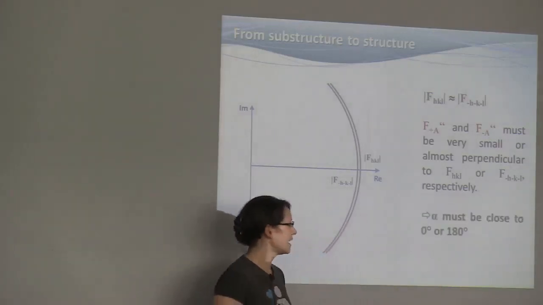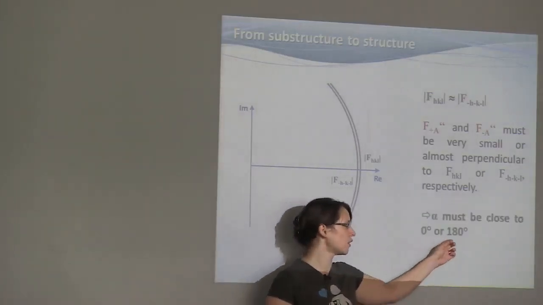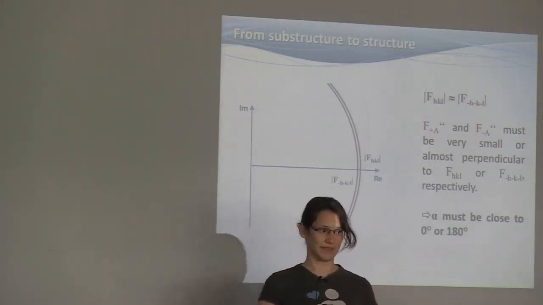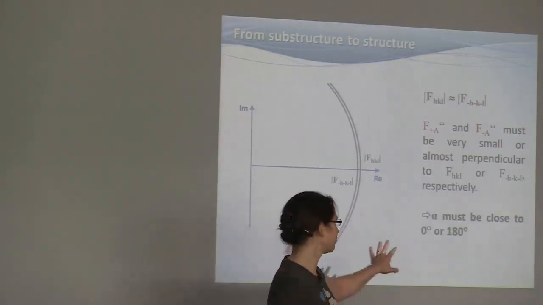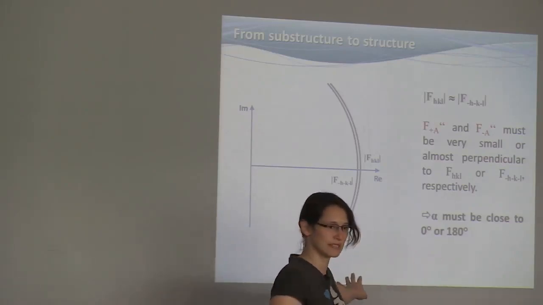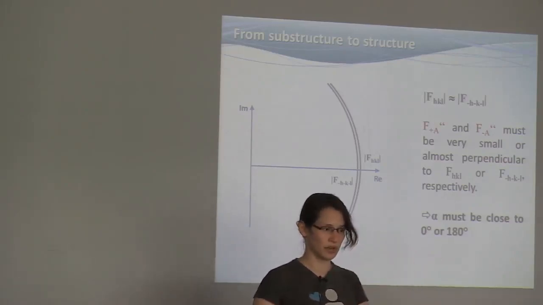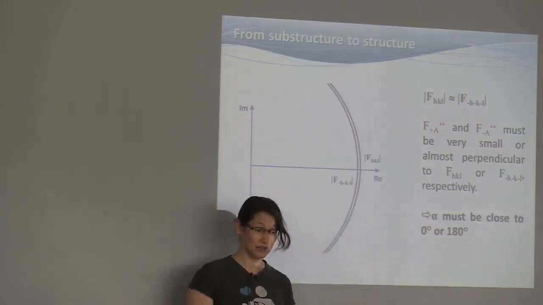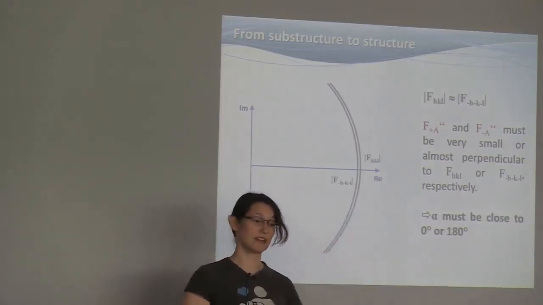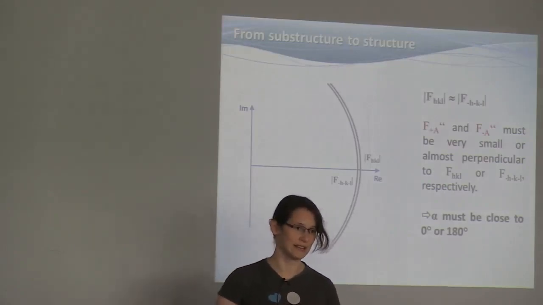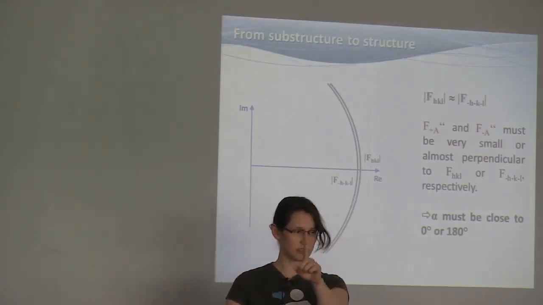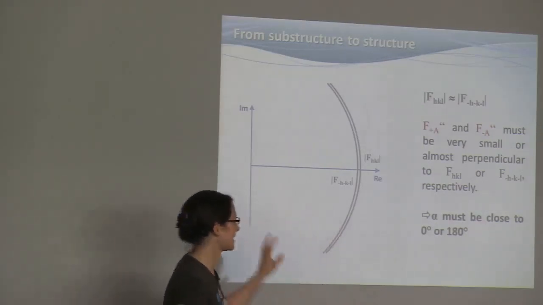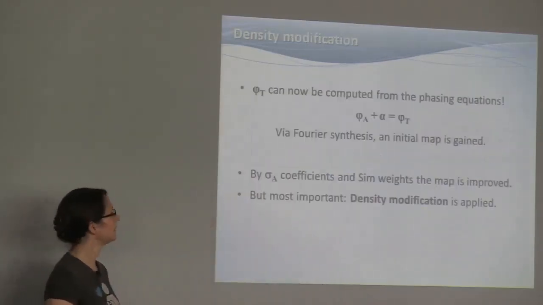So in this case, alpha must be close to 0 or 180 degrees. We don't know which one, and that we can't resolve here. We need to resolve this with density modification. If you use ShelX and you look in a file that's called something underscore fa.hkl, you will find 90 or 270 degrees values as the last column, which is exactly the alpha angle.